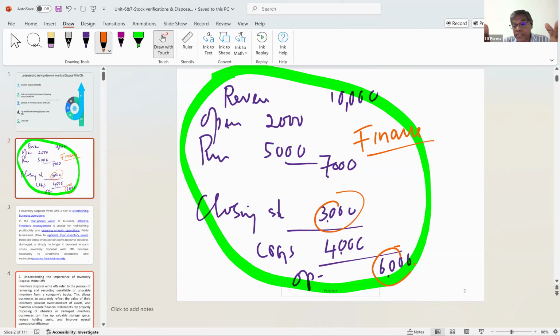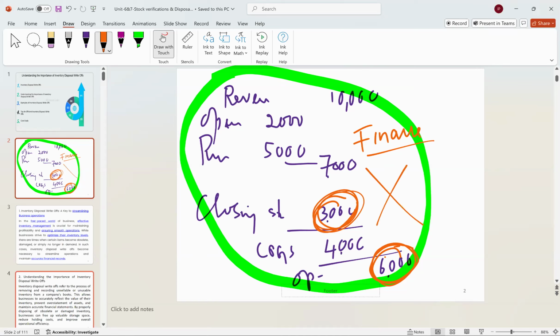Now you identify this item as unusable and you sell it off. It is sold by the warehouse. Finance doesn't know. Now the finance operating profit is 6,000. In this 6,000, the value of the item that you have identified as unusable and disposed of is there, but now the item is missing. Is that right? No. Totally wrong.